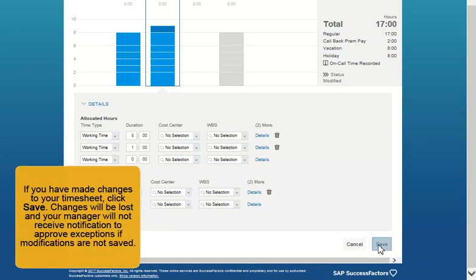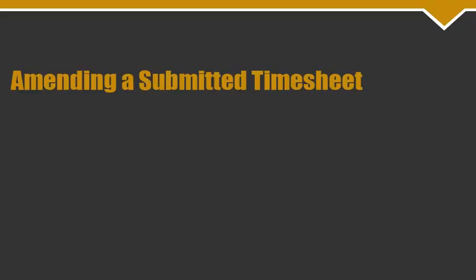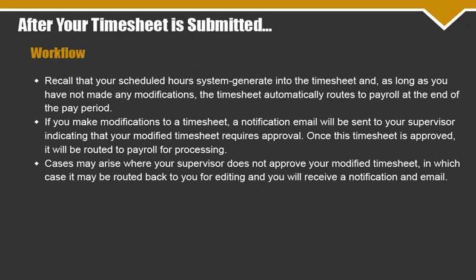If you have made changes to your timesheet, click Save. Changes will be lost and your manager will not receive notification to approve exceptions if modifications are not saved. Amending a submitted timesheet. After your timesheet is submitted.